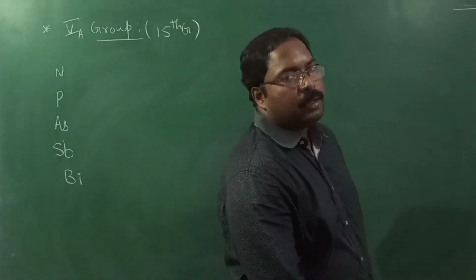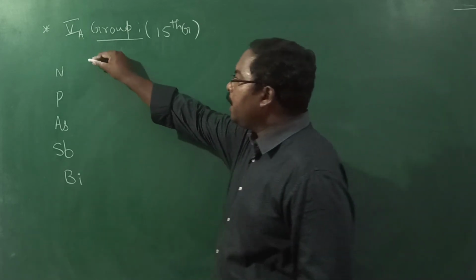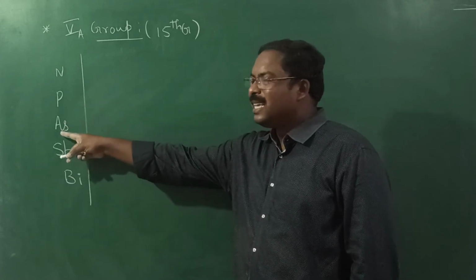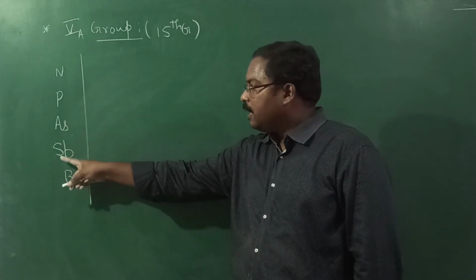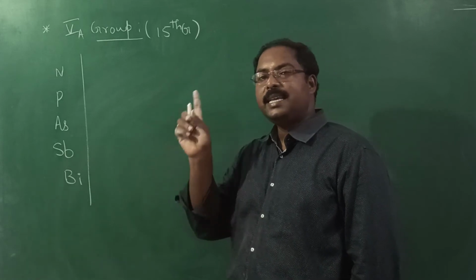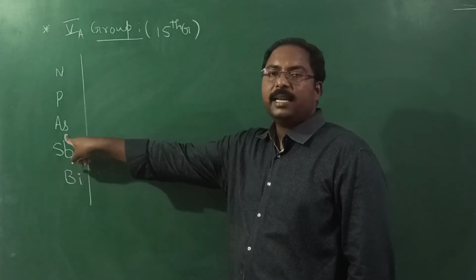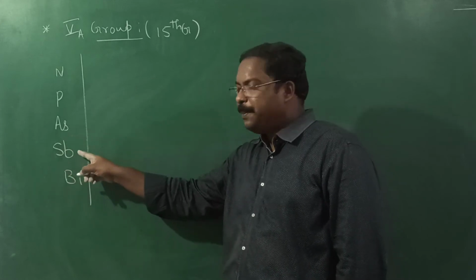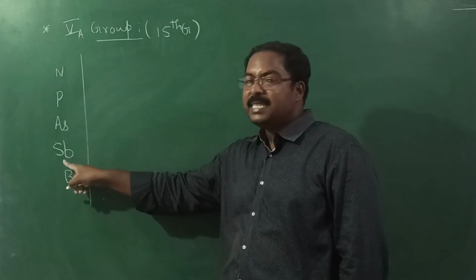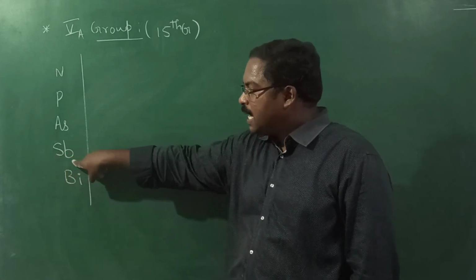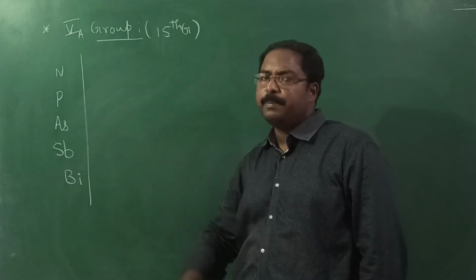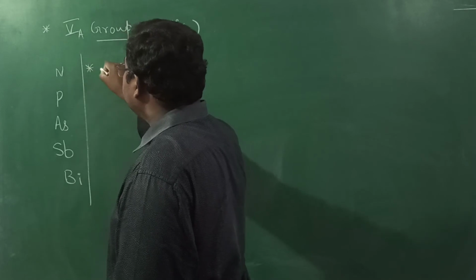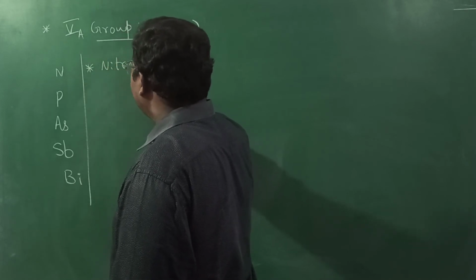If you observe the 5A group elements: nitrogen, phosphorus, and As, meaning arsenic. Don't write arsenic as Ar, because Ar means argon. The arsenic symbol is As. Antimony is nothing but stibbium. The Latin name of antimony is stibbium, so that is why its symbol is Sb. The last element is bismuth. Okay. Now, like the previous group, this is known as the nitrogen family.